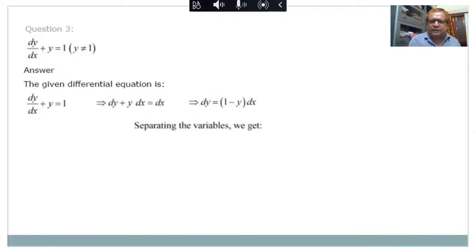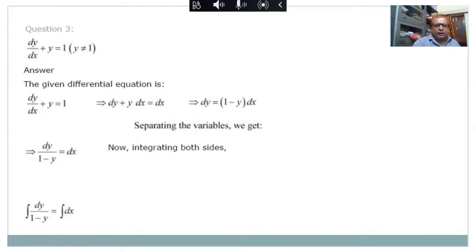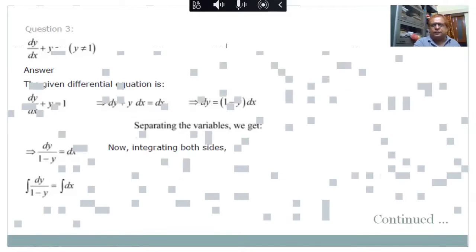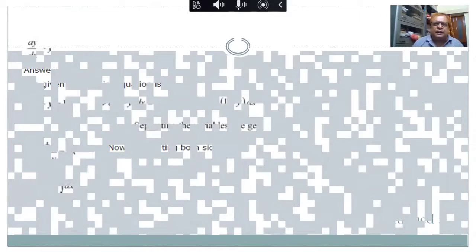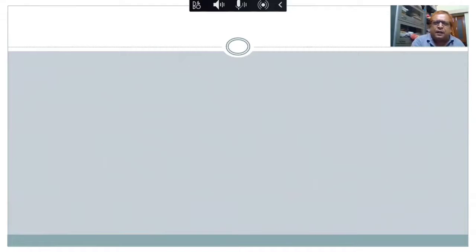So by separating it, we get dy upon 1 minus y is equal to dx. Now integrating both the sides, we get the integration of dy upon 1 minus y is equal to the integration of dx. Now in the next slide, we find that this is our equation: integration dy upon 1 minus y is equal to integration dx.